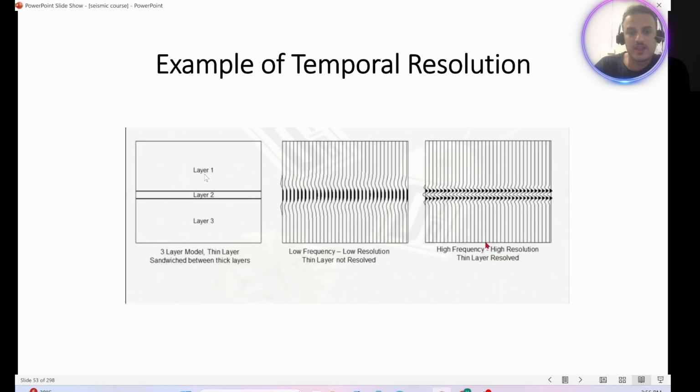So if you have very thick layers and very thick layers, and between them we have very thin layers like a sandwich, on the seismic trace with low frequency it's hard to detect the thin layers: low resolution, thin layers not resolved. But if you use high frequency, you have high resolution, thin layers are resolved. Resolved means we can see and detect the reflections of the seismic wave.